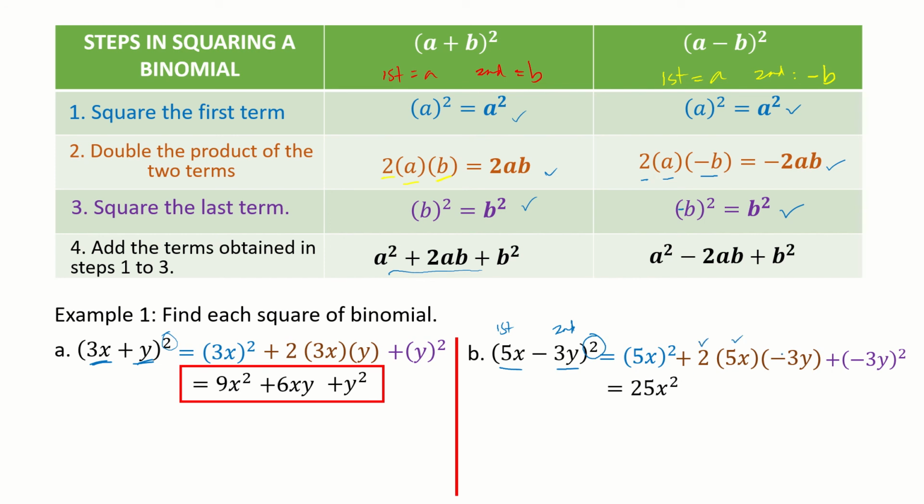2 times 5 times negative 3. 2 times 5 is 10. 10 times negative 3 is negative 30. Then x times y is xy. Okay, the square of negative 3y. Negative 3 times negative 3 is 9. y squared is just y squared. And that's our final answer.